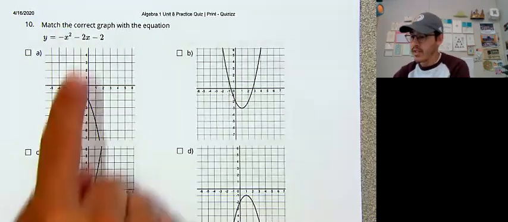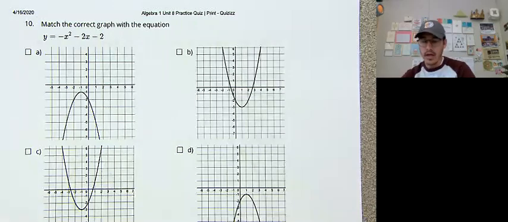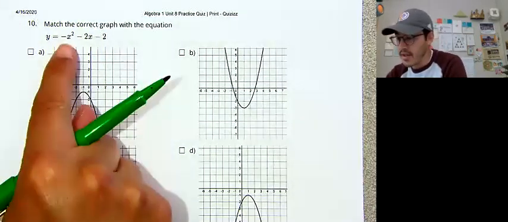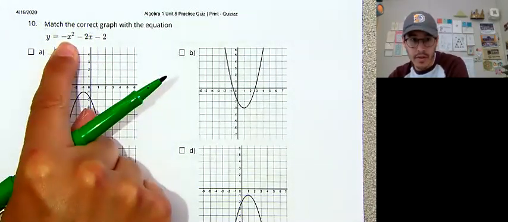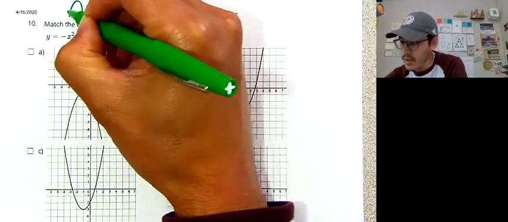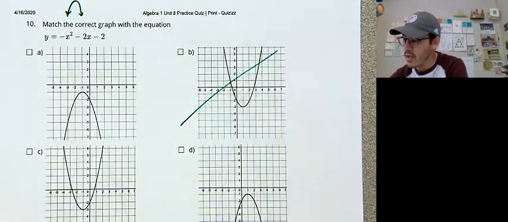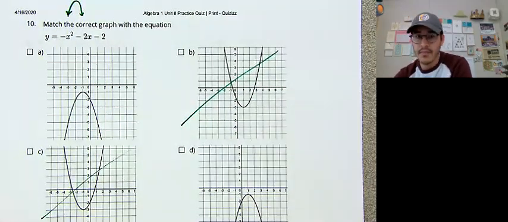All right, so let's take a look at this function, and then we will match it to one of these 4 graphs. The first thing that I notice is that there is a negative sign on the squared term. So that already tells me that the parabola is going to be concave down. So we can cross off B, and we can cross off C.